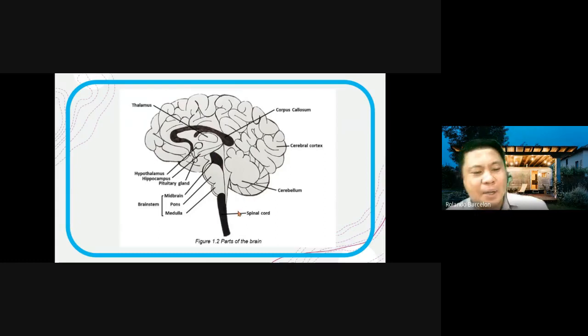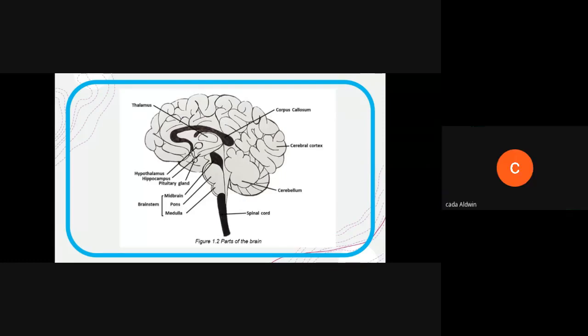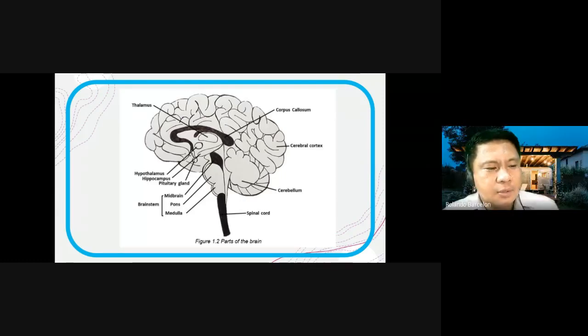Okay, now the cerebellum controls your movement and balance. Are you familiar sa mga taong magaling mag-ballet? Yes, sir. Si Aldwin lang yung sumasagot. Ibig sabihin, si Aldwin lang ang may magandang nervous system kasi mabilis ang feedback niya. Mabilis mag-isip. Yung iba may problema pa talaga sa nervous system.